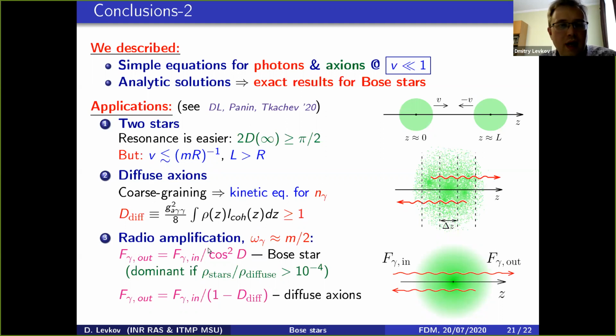Also, you can consider the following. You can consider some radio emitter shining light through the axions. In this case, you will get a larger outgoing photon flux than ingoing. And in this case, the Bose stars can act as radio amplifiers. Actually, the Bose stars are much better radio amplifiers than diffuse axions. You can perform an estimate with our results and see explicitly that if the mass fraction of Bose stars is larger than 10 to the minus 4, they win.